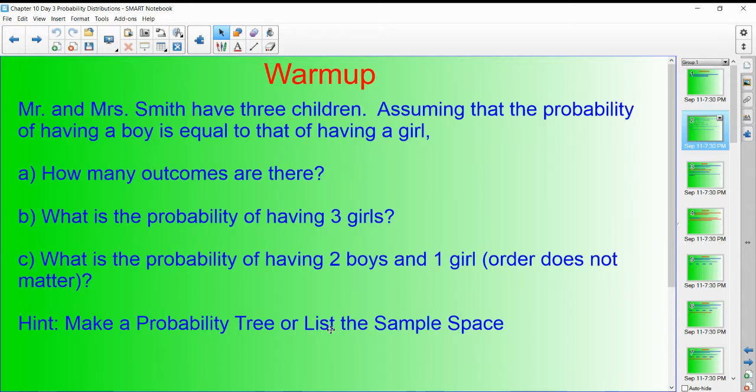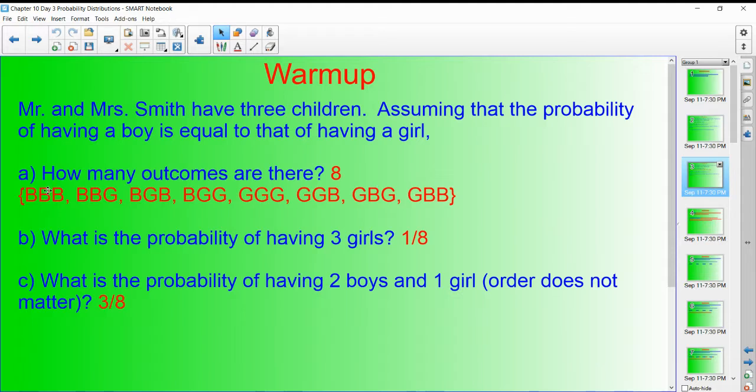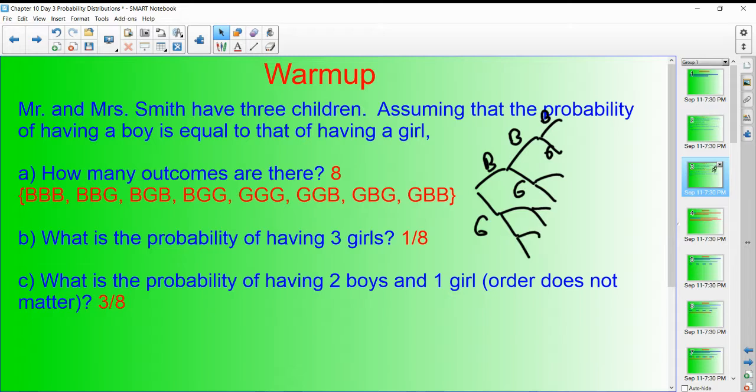Okay, so you tried it out. There should be 8 outcomes. We list them all, and hopefully you do it in an organized way. I personally like the probability tree, so at each step, each branch splits into 2 more branches until you have 3 kids, and you'd wind up with 8 branches. Now, the probability of having 3 girls is only one out of these 8. So one out of every 8 families with 3 kids has all 3 girls.